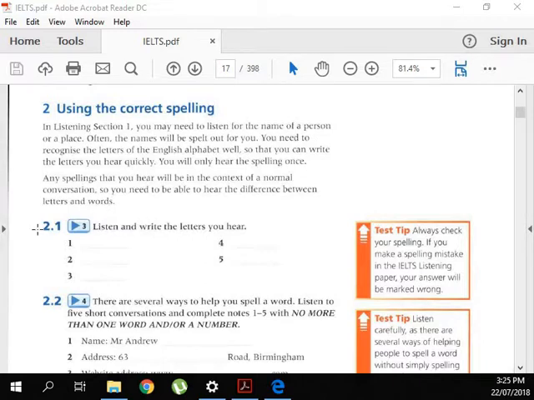The first task is in task number 2.1. You will see that you'll just have to recognize simply alphabets. Okay, so you're going to hear a conversation or somebody saying something, and you're just going to have to recognize alphabets in it. It's very simple right now. Okay, so listen to it.